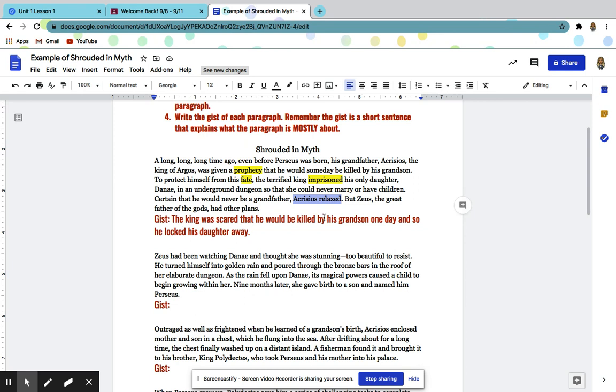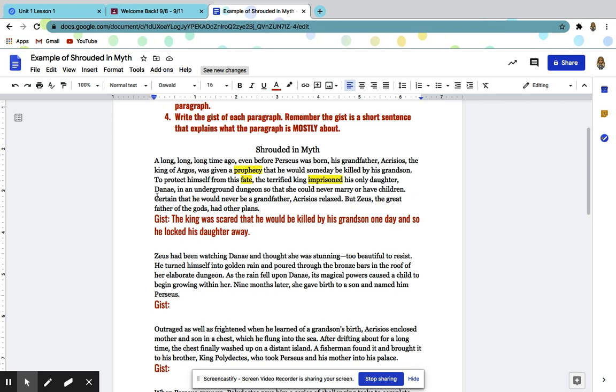Or that Zeus, the great father of the gods, had other plans. That was just a detail, and that was foreshadowing or trying to give us a clue as to what was going to happen next. So I don't really need to write that either. My gist is just that the king was scared that he would be killed by his grandson one day, and so he locked his daughter away. So if I need to look back at my gist, I can remember what was happening in this very first paragraph.